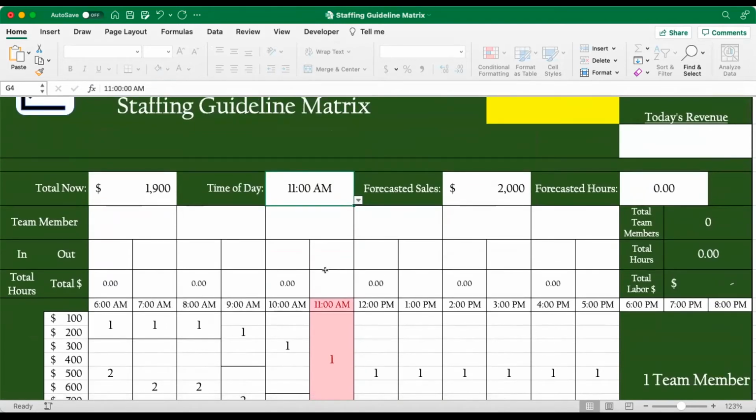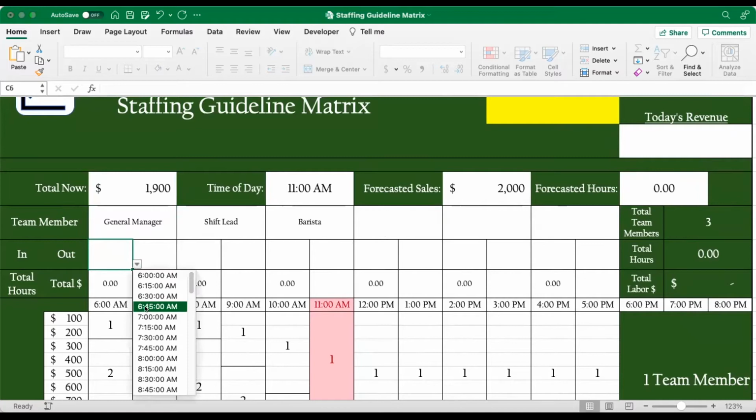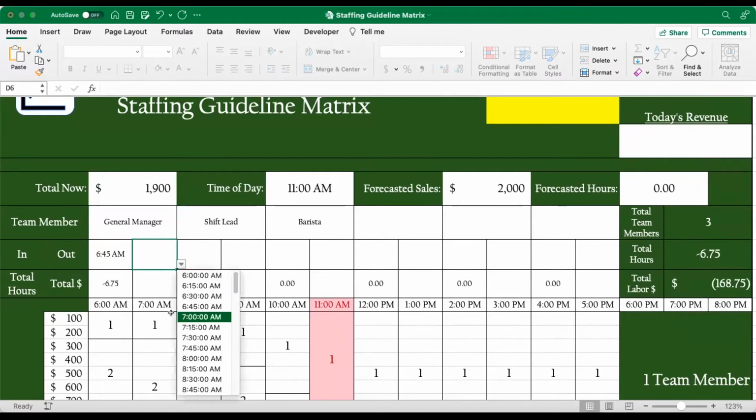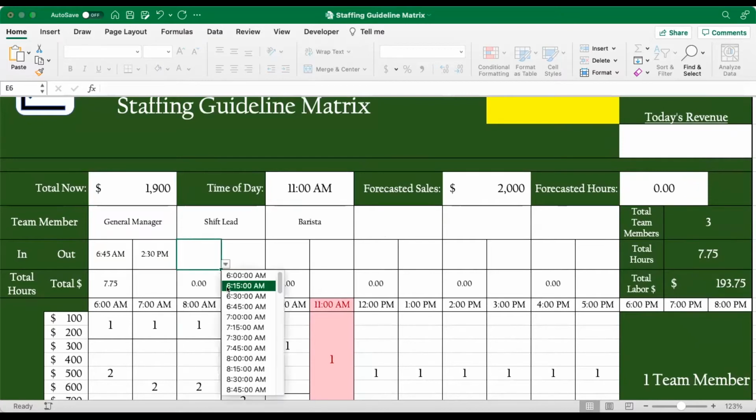Now, here's the next piece of this, which is team member hours. At the end of the day, we're asking that you go in here and enter where you finished off as far as hours go. So let's say you had a general manager working, a shift lead working, and a barista working, and your general manager started at 6:45 in the morning. They left at 2:30.